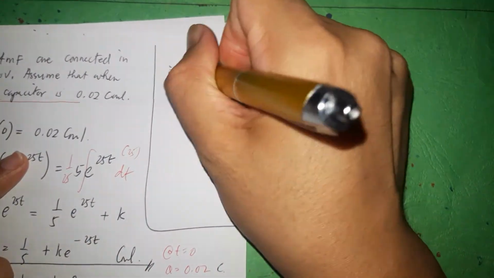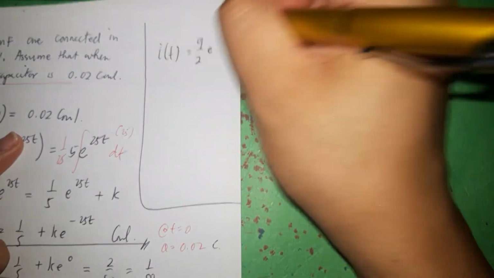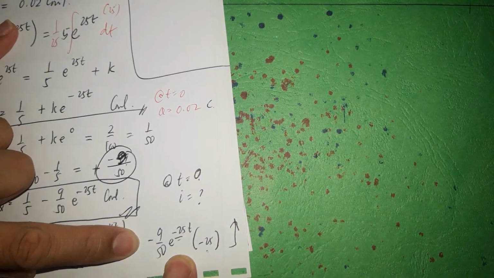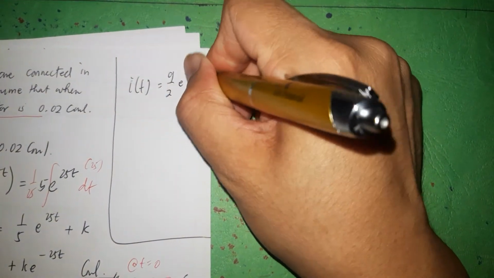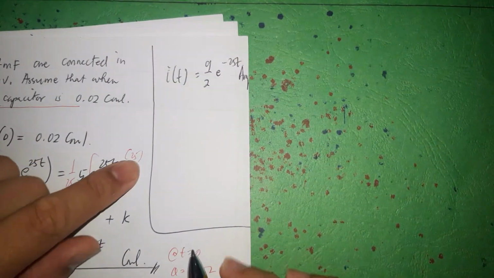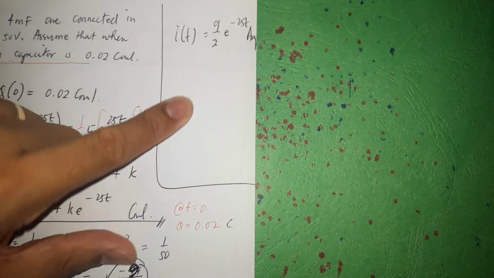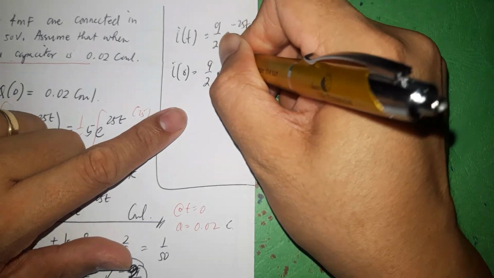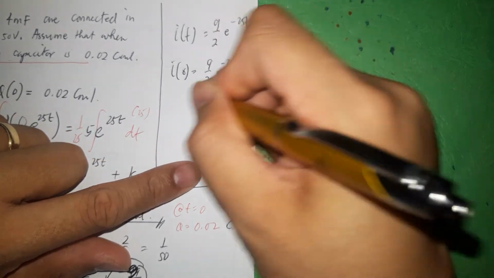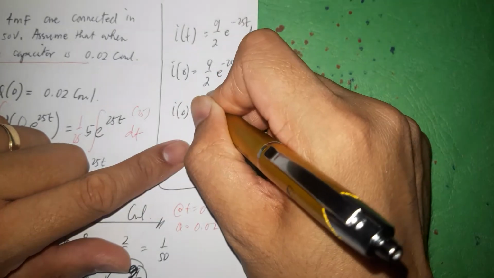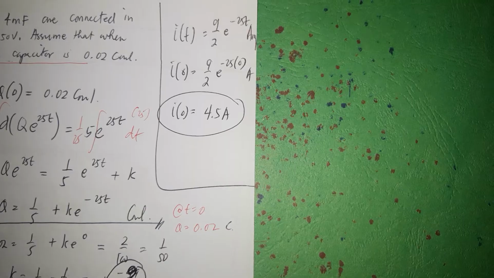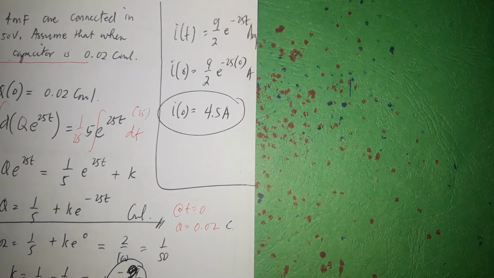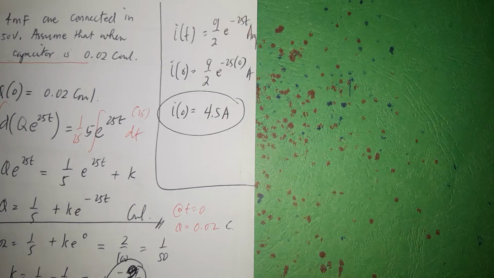I of t is therefore equal to 9 over 2 e to the negative 25t ampere. Since we're looking for the initial current at time t is 0, this is 9/2 e to the negative 25 times 0 ampere. So I of 0 is therefore 4.5 ampere. So at time t is 0, or the initial current, the current through the capacitor is 4.5 ampere.